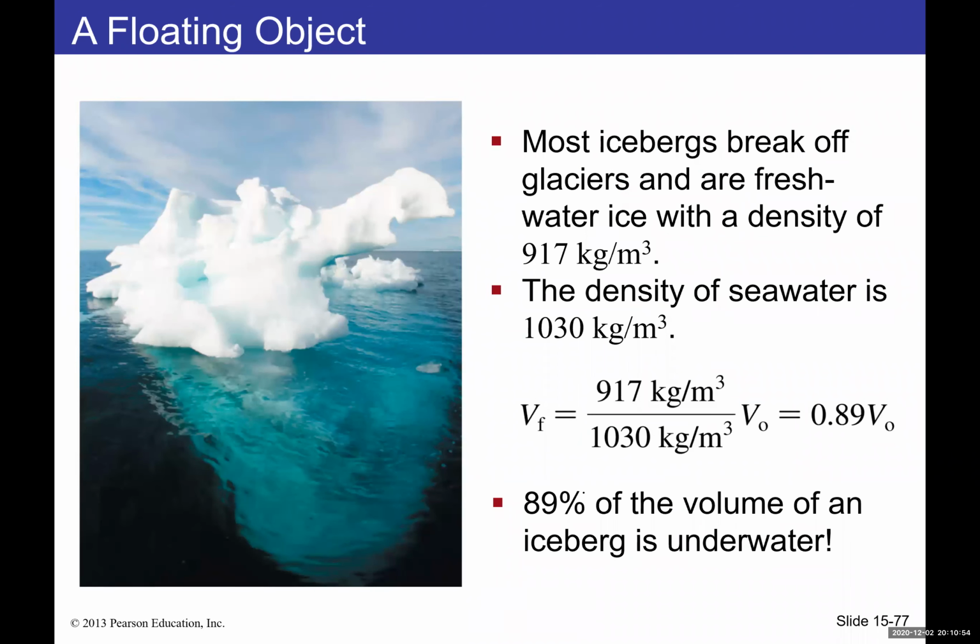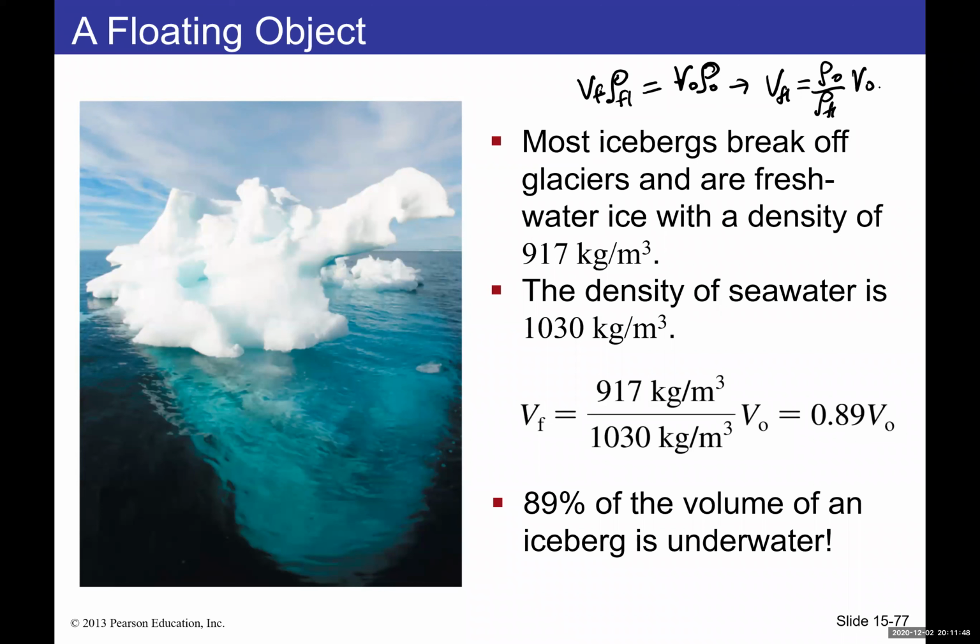Here's an example. Most icebergs break off glaciers and are freshwater ice with a density of 917 kilograms per cubic meter. The density of seawater is 1,030 kilograms per cubic meter. So the iceberg is floating because it has a lower density than seawater. And because it is partially floating, we can use this equation: volume of the fluid times the density of the fluid equals volume of the object times density of the object. Then the volume of the fluid being displaced equals the density of the object over the density of the fluid times the volume of the object.